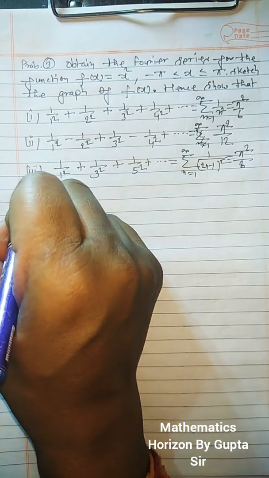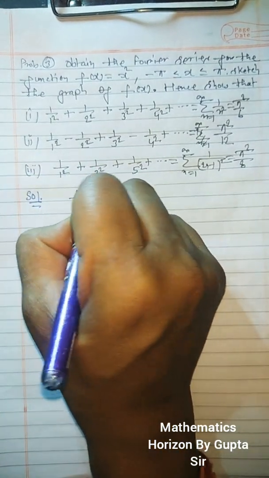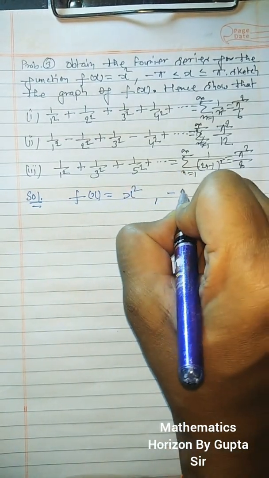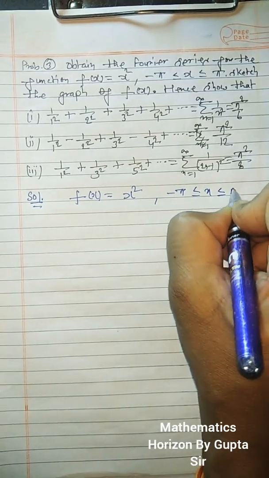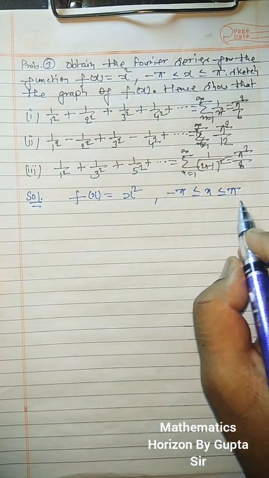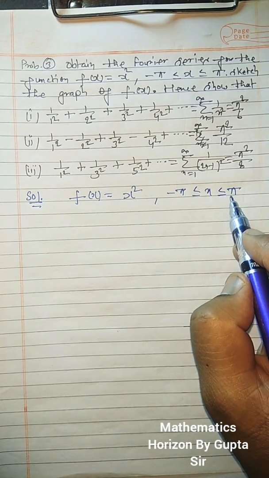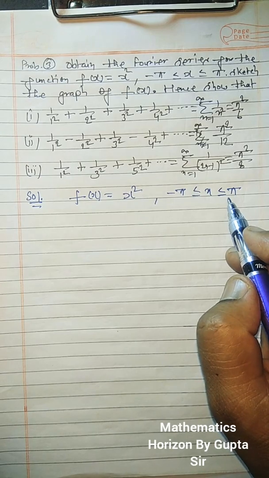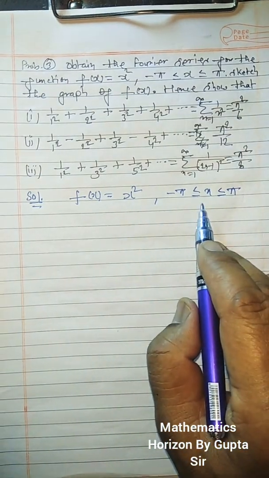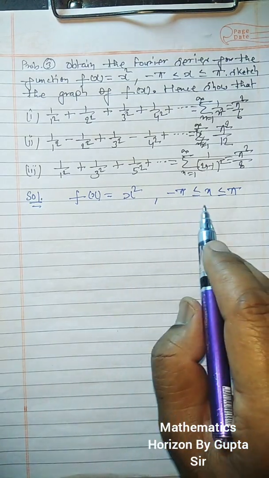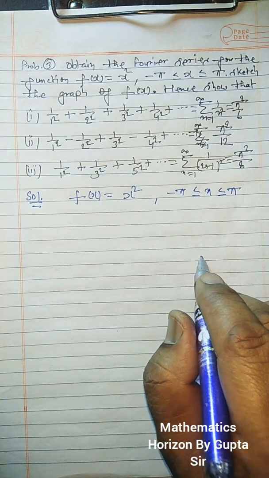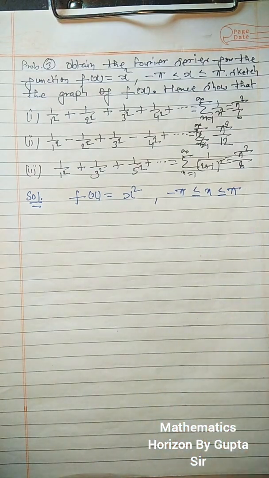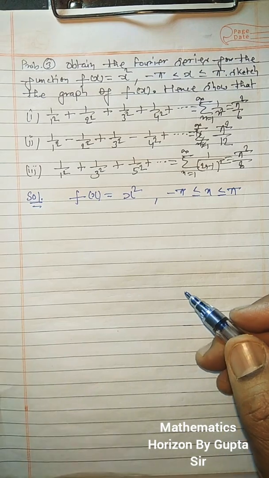Okay, here we have to expand this function. Here f(x) is equal to x square and the interval is minus pi less than or equal to x less than or equal to plus pi. If the limit is minus pi to plus pi, then we also have to check whether this function is an even function or an odd function. If the function is an even function, then bn will be 0. If the function is an odd function, then a0 and an will be 0. Then we can directly find out the Fourier series.